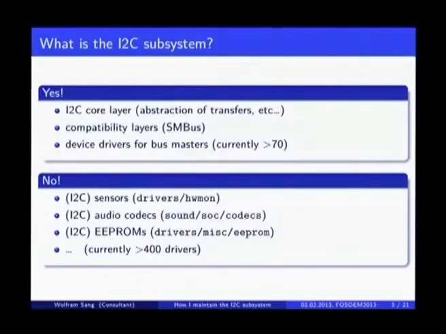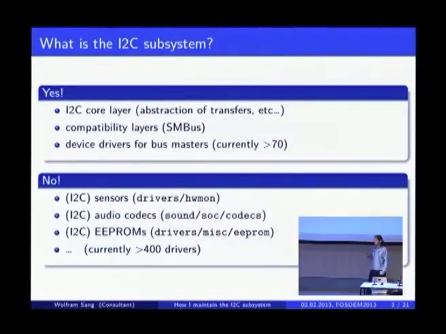We currently have approximately 70 different master drivers in the Linux kernel, mainly driven by, as we just heard in the talk, ARM chips, and every ARM chip usually has its own I2C controller. And they are all handled in the I2C subsystem. Not handled are the slave devices, the sensors. Those I mention just a few. Those are located in drivers/hwmon, in the hardware monitoring section of the Linux kernel. If you want to talk to audio codecs, you will find them there. EEPROMs, you will find them there, and so on and so on.